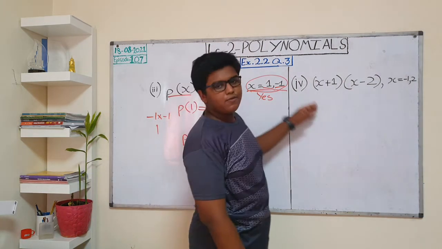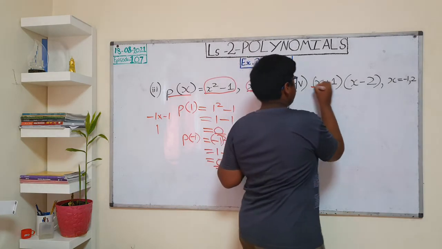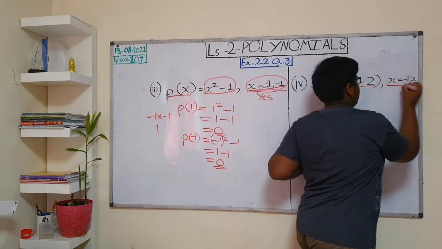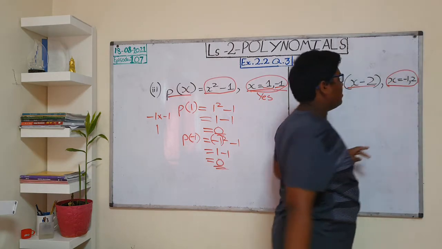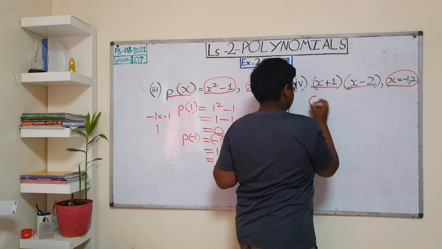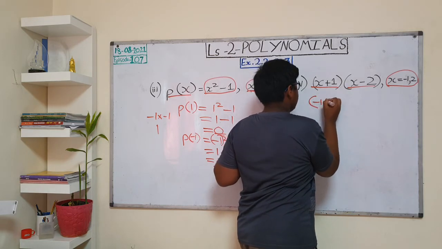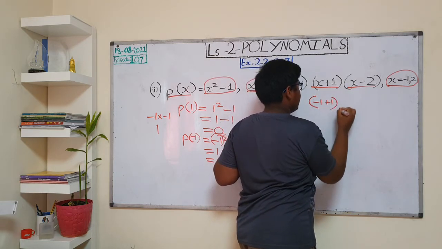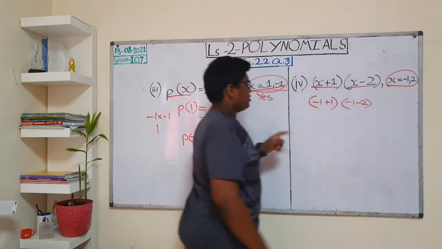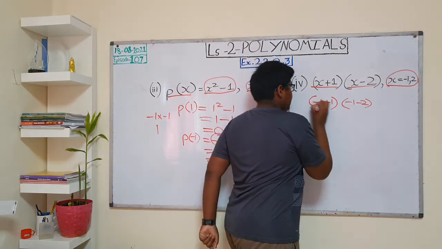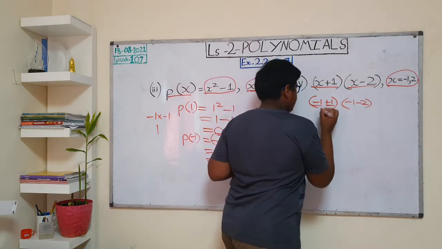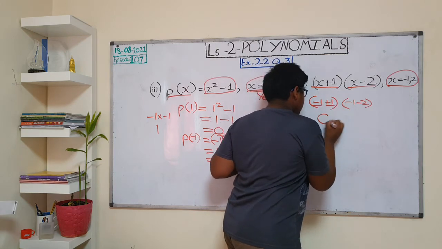Okay, now let's see the fourth one. The fourth one is x plus 1 times x minus 2, and we have been given two values: x equals minus 1 and 2. So let's try with minus 1. So x will be minus 1, right? Then minus 1 plus 1 in bracket, and then minus 1 minus 2. Both signs are different here, right? Minus 1 and plus 1 are different, so that will be subtraction. So minus 1 plus 1 will be 0.